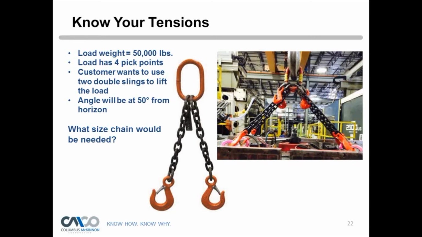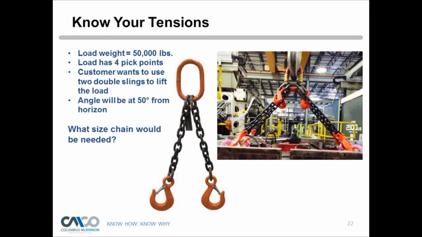So here's a case study. This is an actual case study that came in a few weeks ago that I thought was a good one to use for this webinar. The load weight is 50,000 pounds. The load has 4 pick points, and the customer wants to use 2 double slings to lift the load, meaning they're not going to use a quad sling. They're going to use 2 double leg chain slings and connect the 2 master links to their crane hook. In this case, they said the angle will be approximately 50 degrees from the horizon.